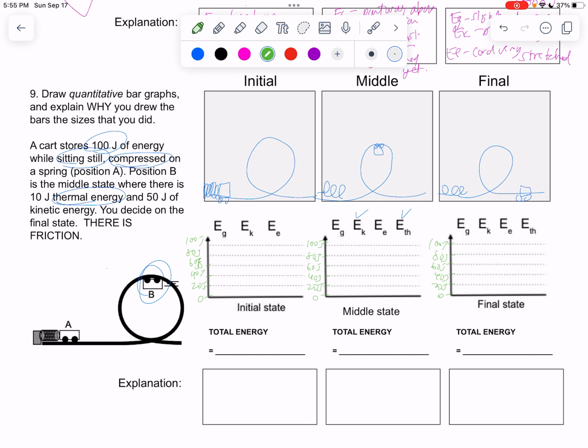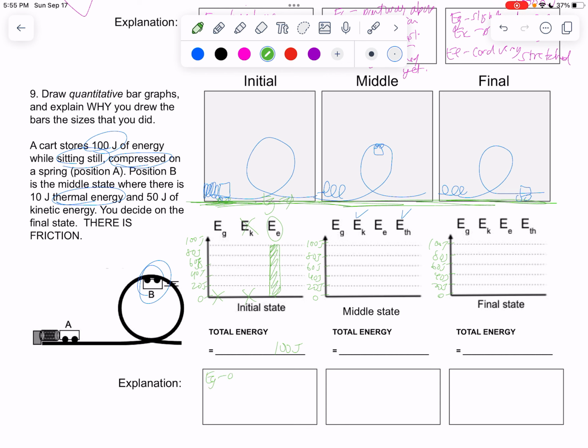So in the first picture, I know there's 100 joules total. And it's compressed on a spring, so there's going to be EE. It's sitting still, so no EK. And it looks like to me it's on the ground, so no EG. So we're going to make this the EG equals 0 level at the bottom. We're going to just assume the wheels are touching the ground. That's the ground level. So that means my entire first picture is going to have to be EE.